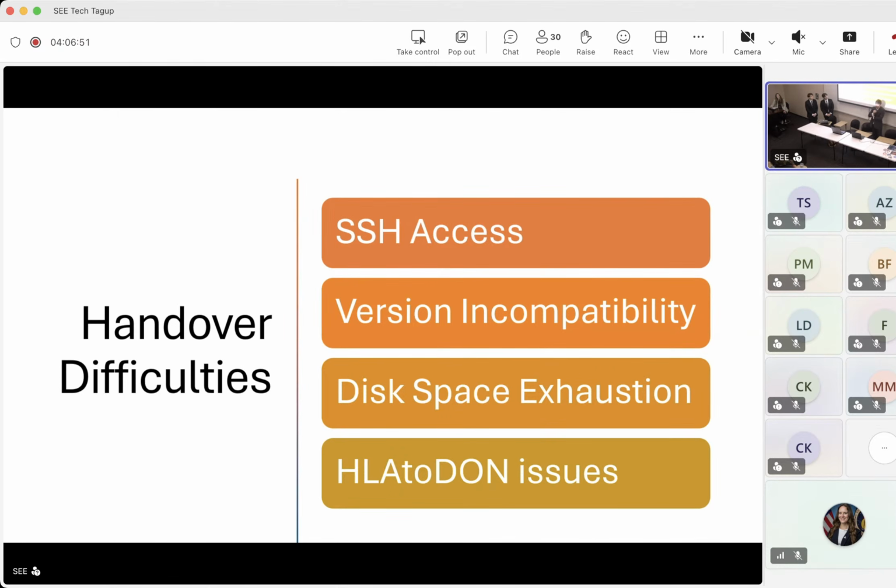Another one of our issues was version incompatibility. The previous year used Pitch pRTI 5, which is not compatible with the current version of Pitch pRTI, which we are using, which is Pitch pRTI 6. One of the other issues we faced was disk space exhaustion.